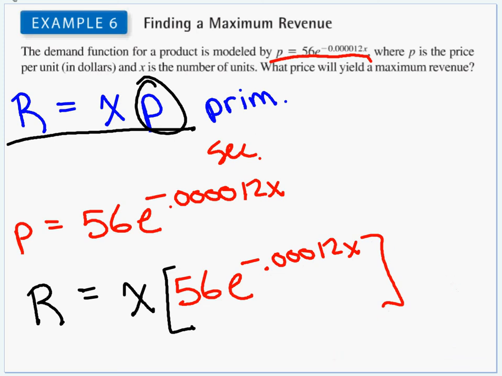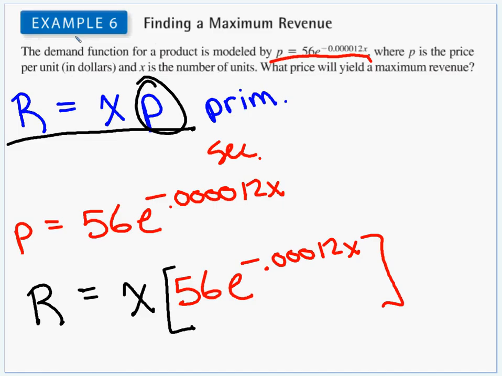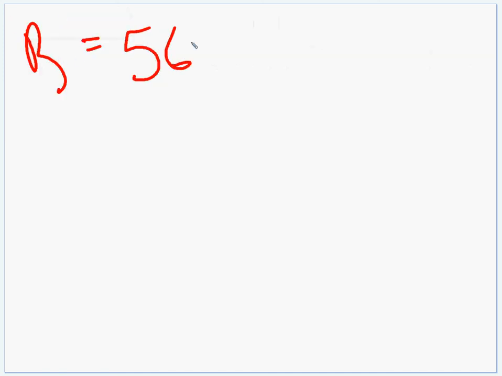And I'm going to start a new slide so I can rewrite that and have more room to derive. Revenue equals, ooh, and let me do this too. Notice here we've got this 56 and we're multiplying it by base e and also by x. So I'm going to pair the 56 and the x together. I'm just going to rewrite that as 56x times e to the negative 0.0000012x. So there's our revenue function in one variable. We're going to have to derive it and set our derivative equal to 0. And in this case, there's no getting around it. We are going to have to use the product rule.